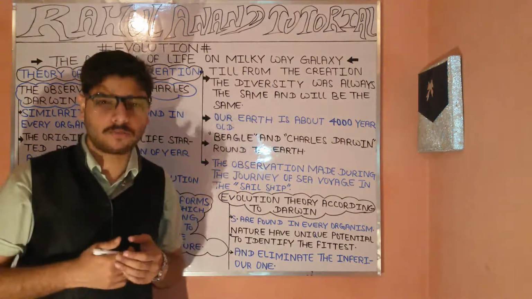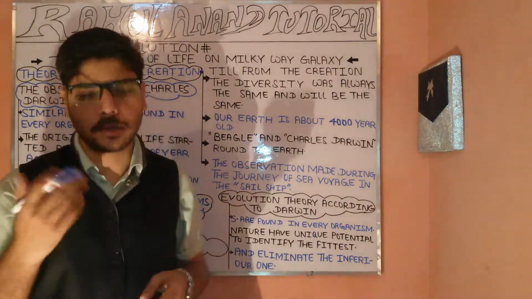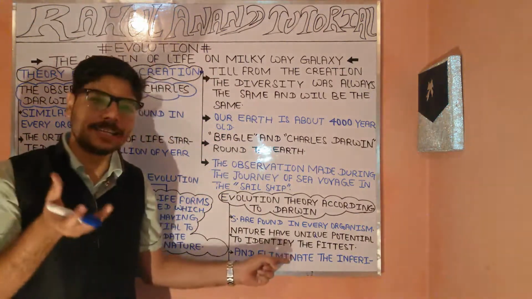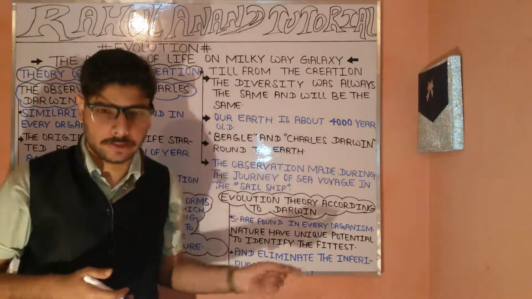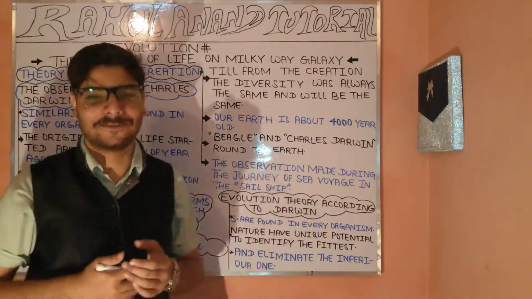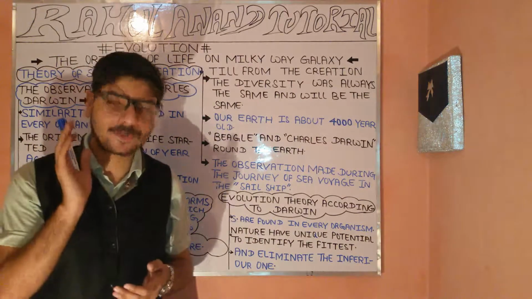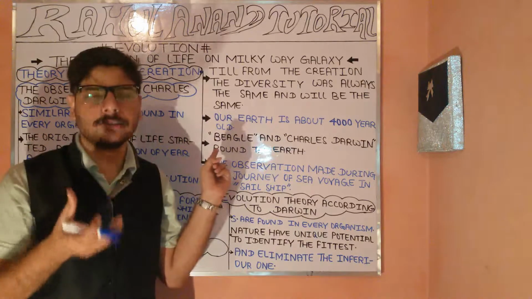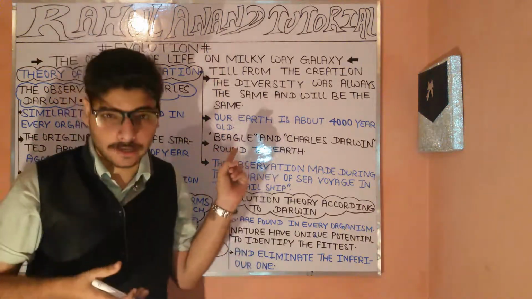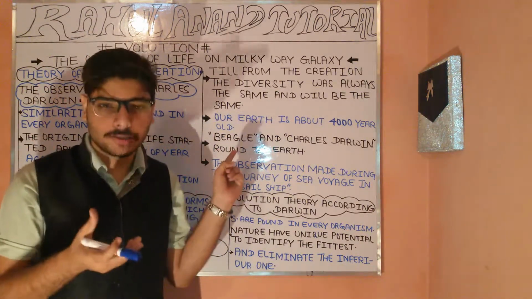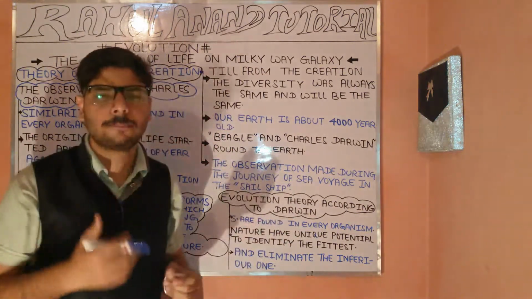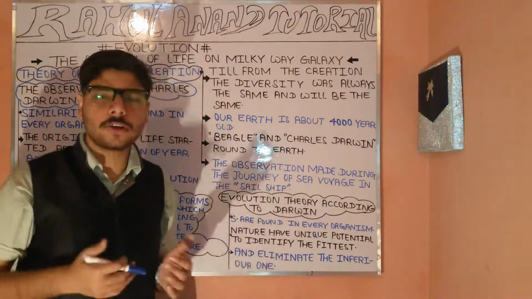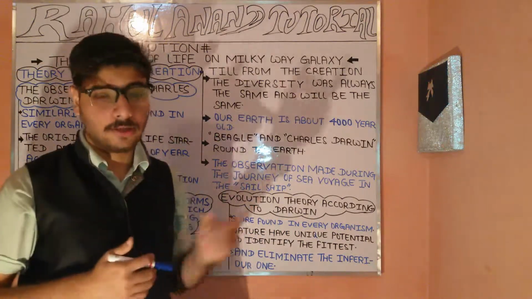So in real life you could often understand that. These things actually occur. So you could find it here on the board: nature has the unique potential to identify the fittest and eliminate the inferior one. So I thought we have got the concept of these. What are the evolution and the observation made by Charles Darwin, and what is the evolution theory proposed by Charles Darwin? I thought we have got the concept, what are the features of these.